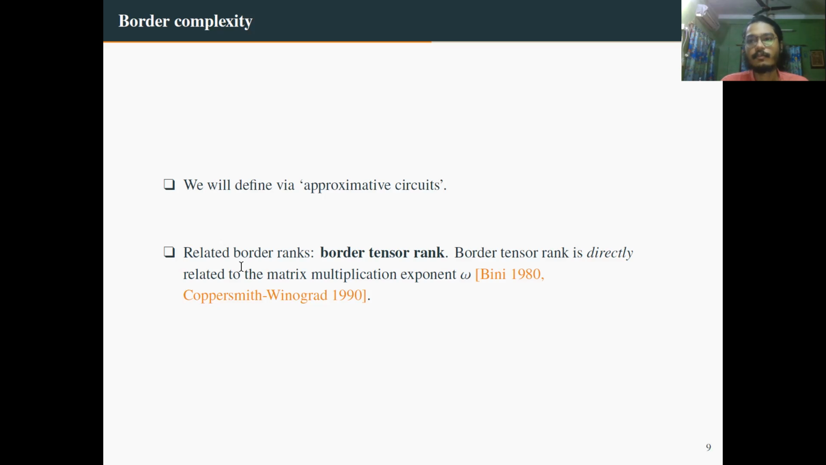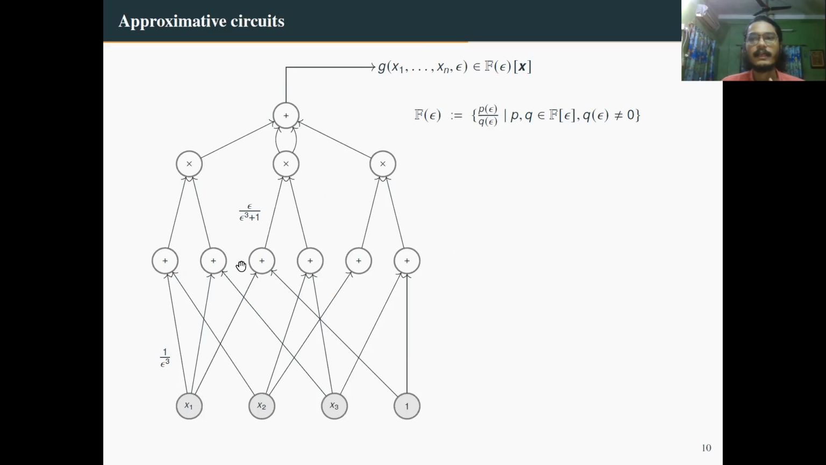But as I mentioned, we'll only be talking about the algebraic definition via these approximative circuits. Okay, so if you remember the way I defined algebraic circuits, it's a directed acyclic graph. Now it's the same thing, but think of this epsilon as a variable that you can use freely, in the sense that there is no cost on using epsilon. So for example, in the edge, you can use 1 by epsilon cube. So in the edge, you can use any rational function in epsilon.